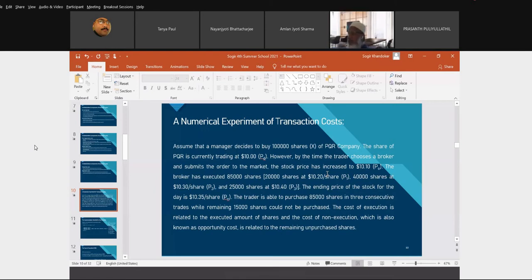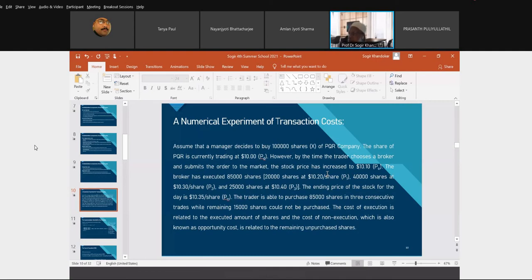The ending price of the stock for the day is $10.35 per share, denoted by PN. That is, at the end of the market, the price is $10.35, which we denote PN.